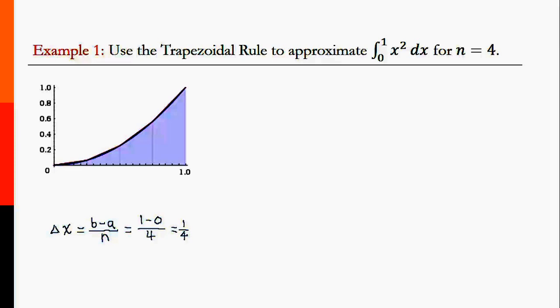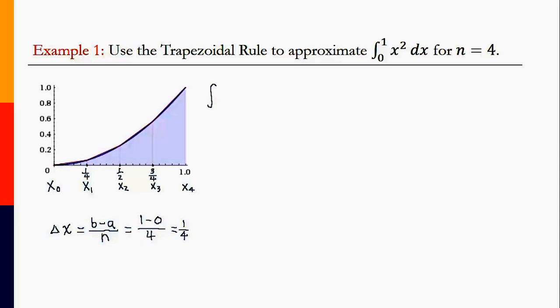Our first endpoint x sub 0 is 0. Endpoint x sub 1 we can see is 1/4. x sub 2 is 1/2, and x sub 3 is 3/4. x sub 4 is the right endpoint, 1. Now we have our values for x sub i. We can apply the formula.